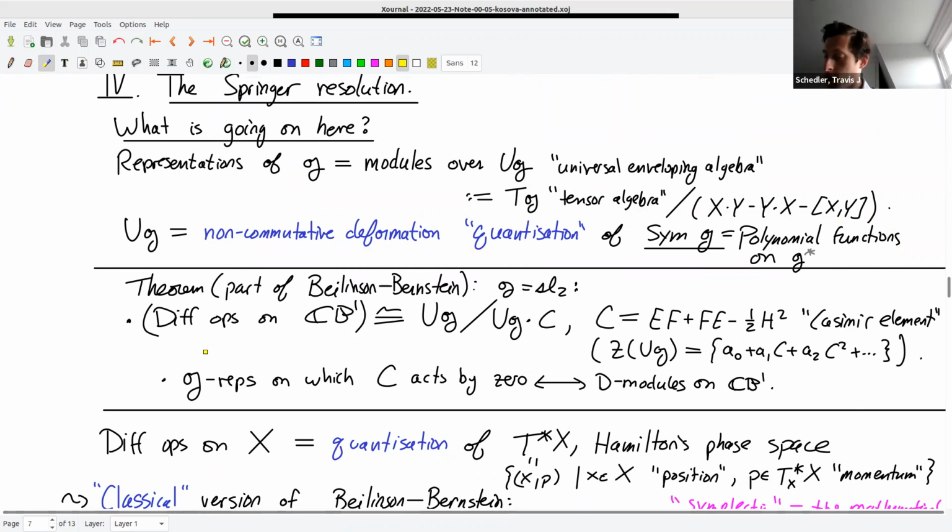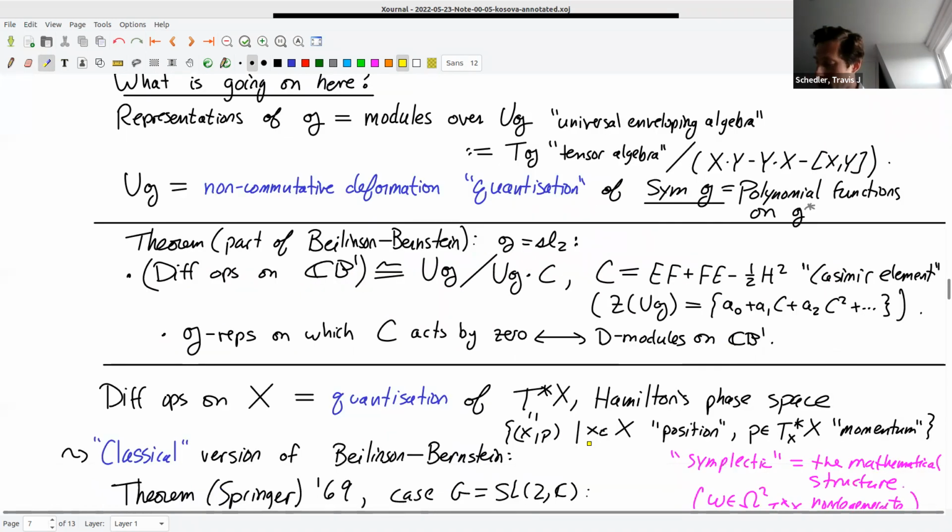Okay, so it's a theorem, part of this Beilinson-Bernstein that I mentioned before in the SL2 case, that if we take differential operators on the complex projective line, then we get some algebra, which is basically looking at all representations. The modules over this are all representations of the Lie algebra on which this Casimir element, this particular central element, acts by 0. So this is kind of technical. If you haven't seen this before, don't worry about it.